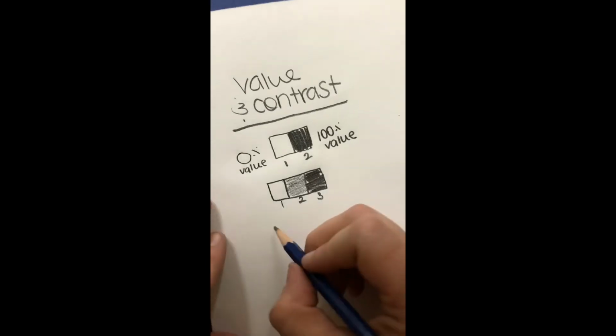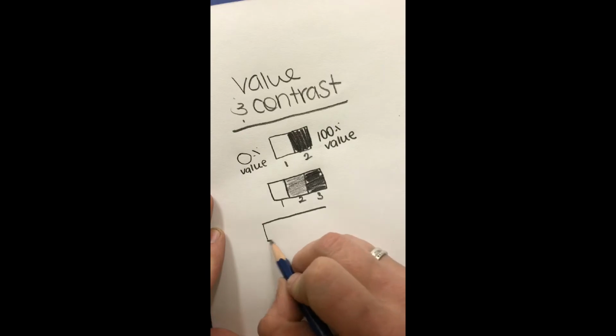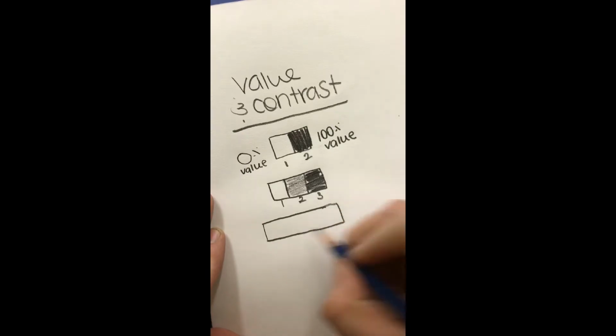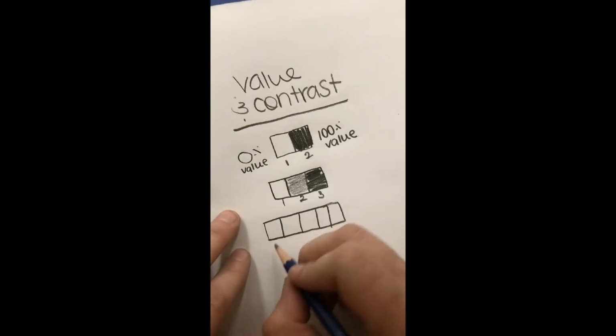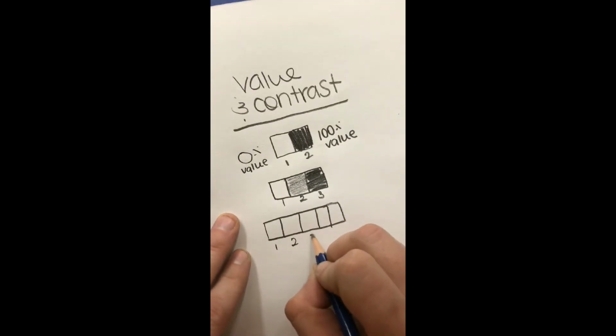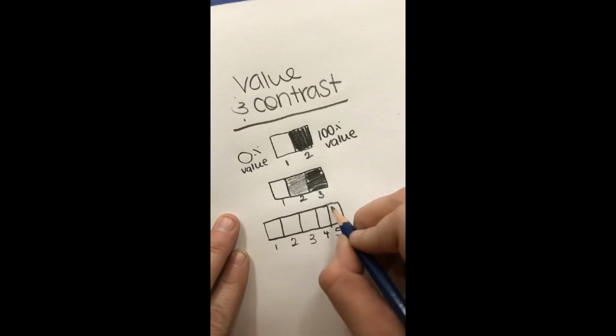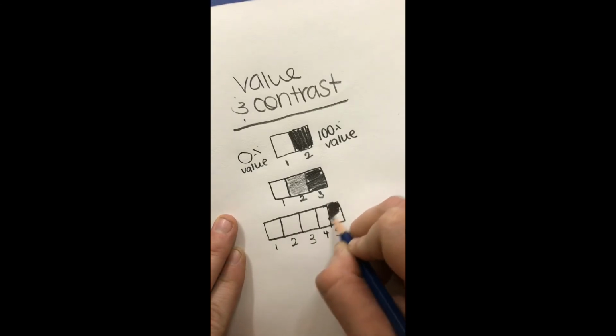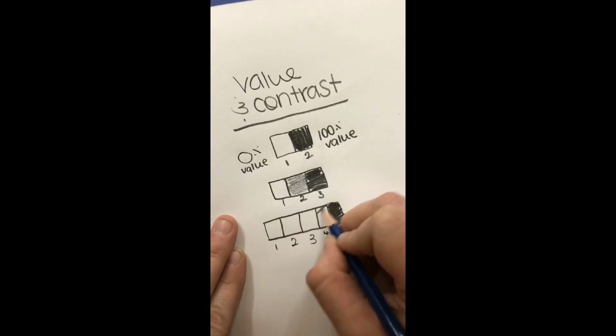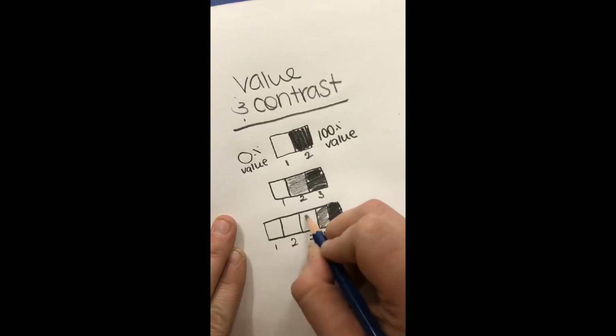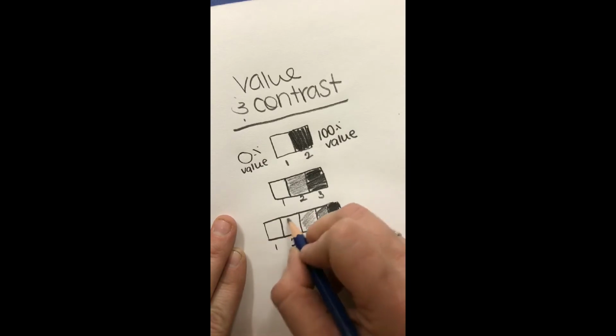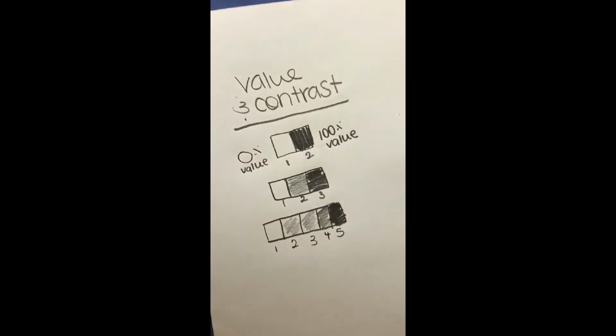But typically, I like to tell my students to start simple, especially when we're doing our first drawing. And I like to stick with a value scale of about 5. And so we have our darkest value, which is always our 5. And then we just step it down. Okay?